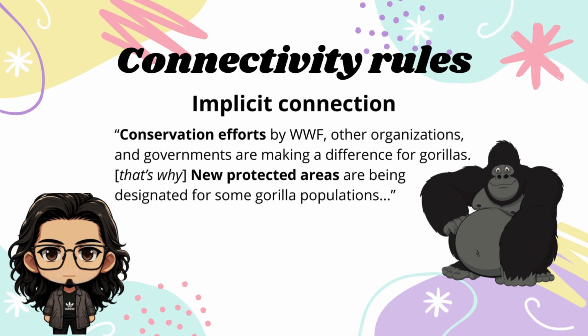When it comes to connectivity rules, we have to distinguish between implicit and explicit connections. Two sentences are implicitly connected when there's no coordinator or subordinator between them, but they're still logically connected with one another because their referents are related. For example, in the concluding paragraph, the theme of the first sentence is conservation efforts, whereas the second sentence is about protected areas. Although the two sentences are separated by a period and there's no connector between them, they're still implicitly connected because the references, conservation efforts and protected areas, are related.